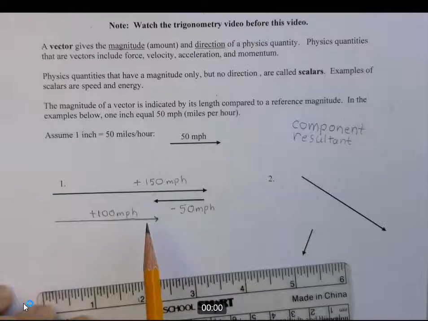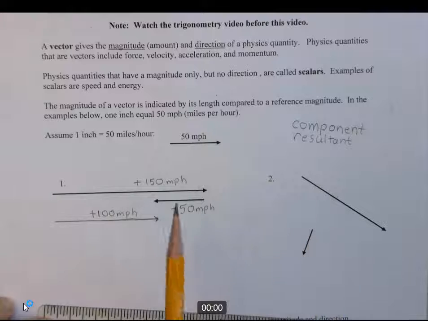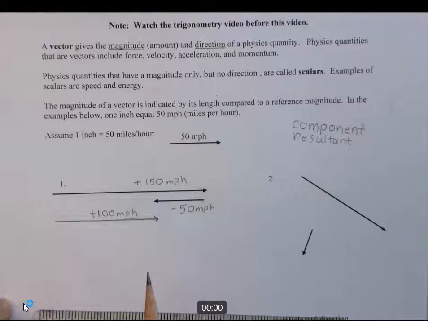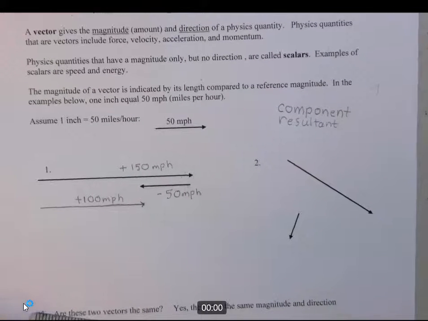Where vectors become useful, though, is when the lines are not either parallel to each other or perpendicular at right angles. Then you can do this graphically. So I'm going to show you how to do this. This is not the way they do it in the video. This is a good way if all you want to know is the magnitude and direction.